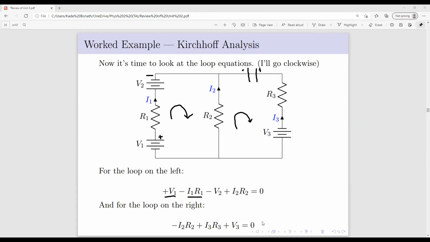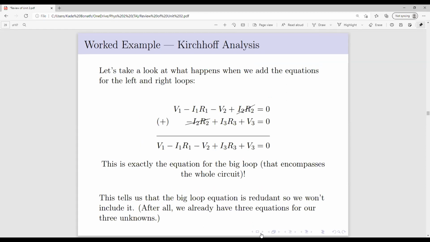Like I was saying, this equation essentially defines our overall large loop, simply by adding all of the elements on the outside. Whenever we add these two going in opposite directions through that middle portion, we see cancellation of the resistor in the middle. Therefore, this equation is equivalent to that of the big loop.